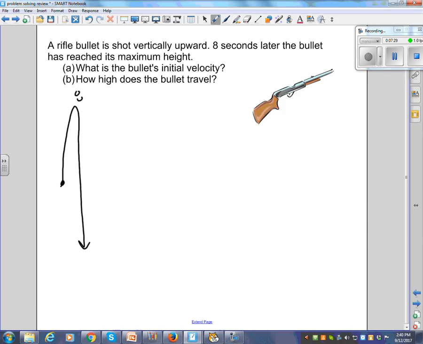All right. So it says 8 seconds later, the bullet has reached its maximum height. So that means that this flight is taking far more than 8 seconds. In fact, it would be up and then down, right? What is the bullet's initial velocity? How high does the bullet travel? So we're looking for the VI, and we're looking for the distance. The VF for that interval is 0, and the time is 8 seconds. Okay, so we want to know what the initial velocity is. And remember, it's on Earth, so A is equal to minus 9.8.